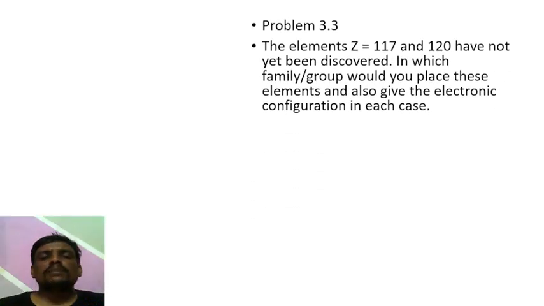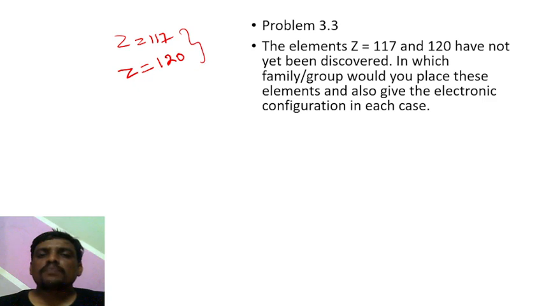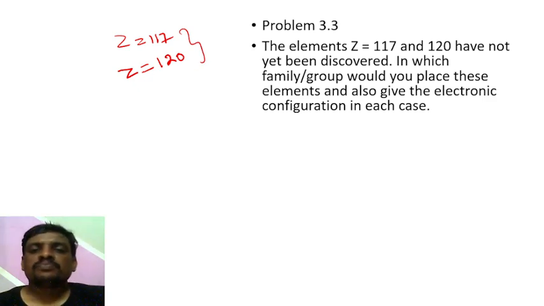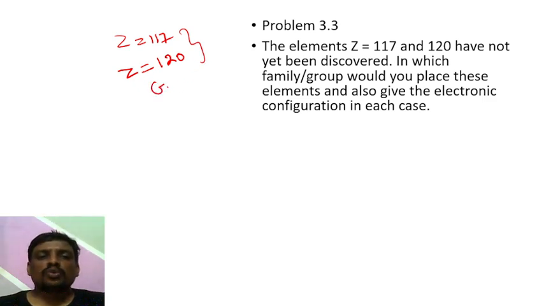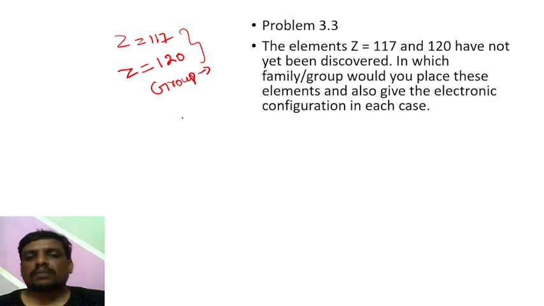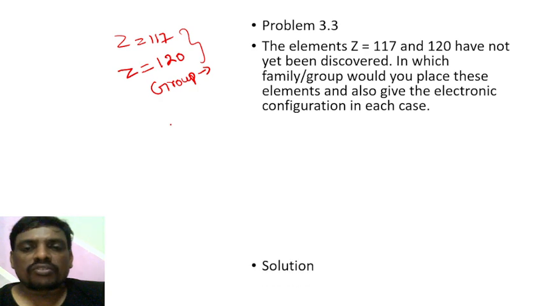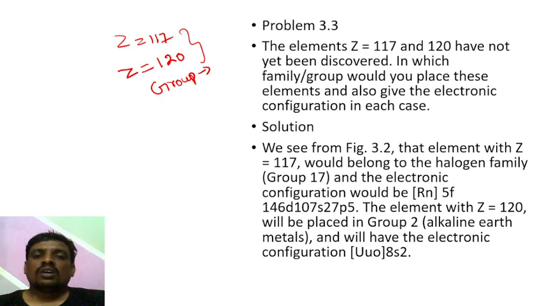Here the two elements are given, Z equal to 117 and Z equal to 120. The question is, they have not been placed or discovered. In which group are you going to place them after discovery in the periodic table, with the electronic configuration? So we see from 3.2 that the element with Z equal to 117 would belong to halogens.